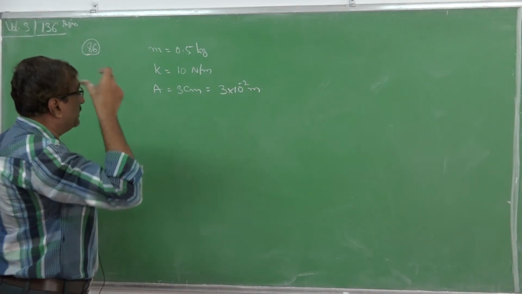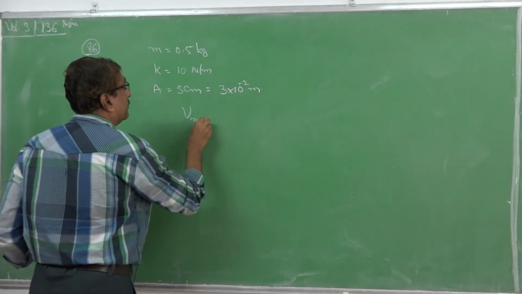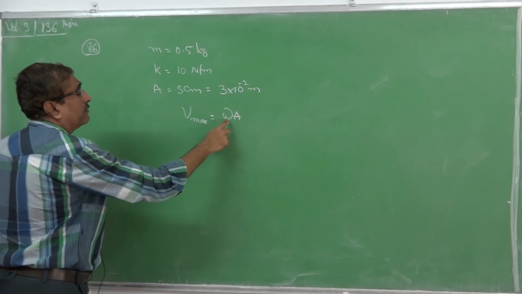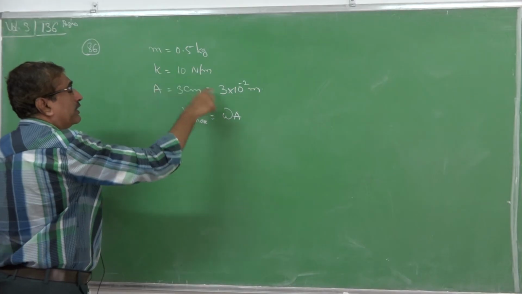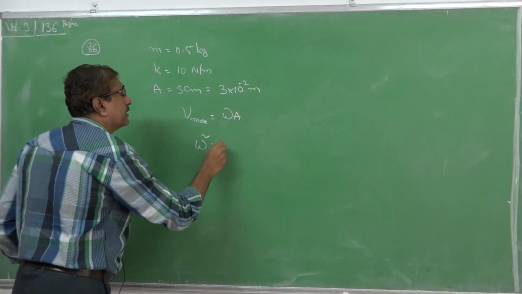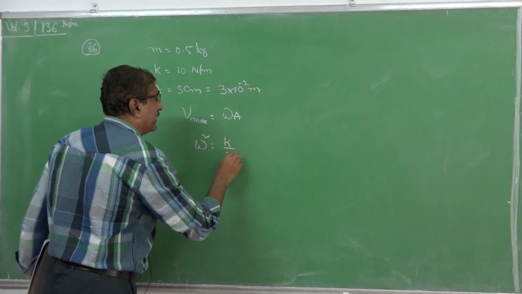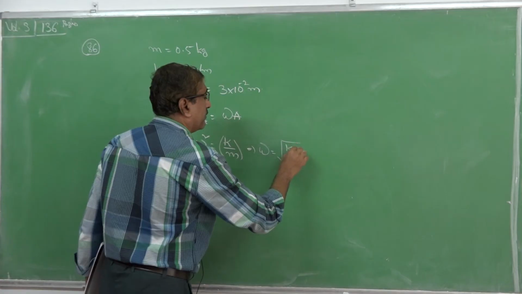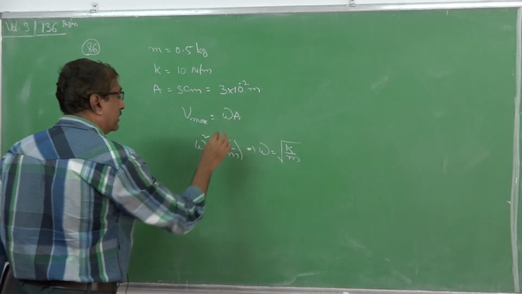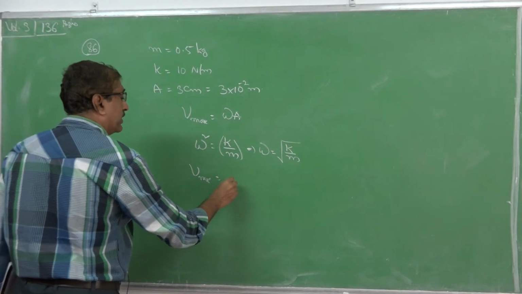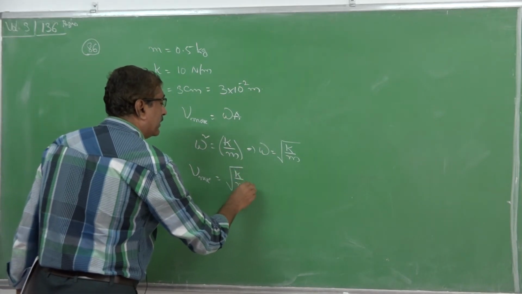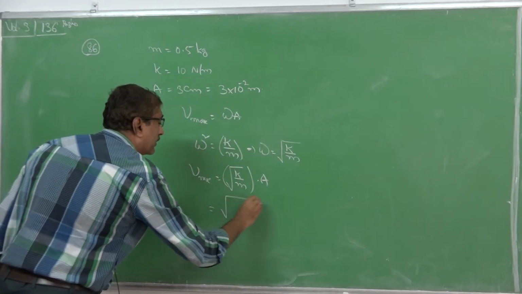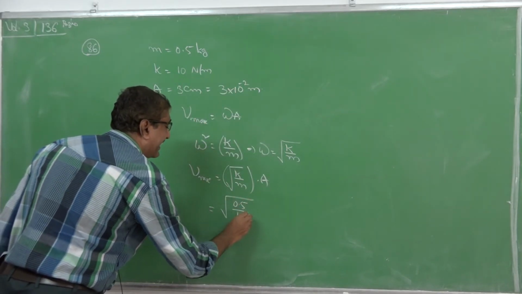So, maximum speed is given by V max equal to omega A, but we have to calculate omega from these two. We know that omega square is equal to K by M, which implies omega is square root of K by M. Now substituting, V max equal to square root of K by M into A. Now substituting all these values.